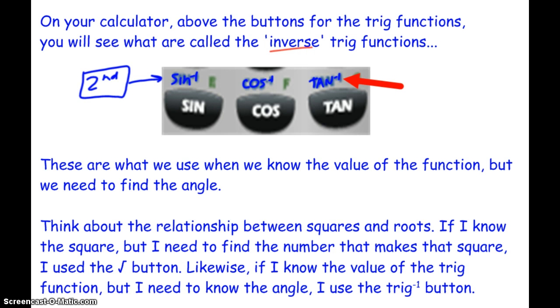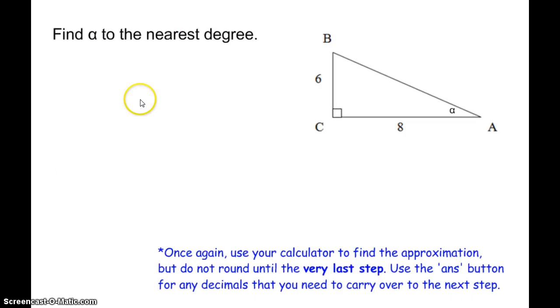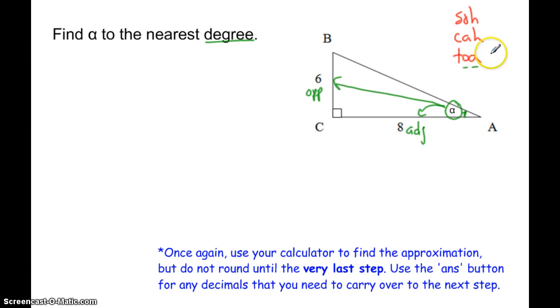So let's look at an example to explain how those buttons work. If I want to find alpha in this triangle to the nearest degree, let me use that angle as my reference. Then the sides that I have are my adjacent and my opposite. So the trig function I'm going to use, which has opposite and adjacent, is tangent.